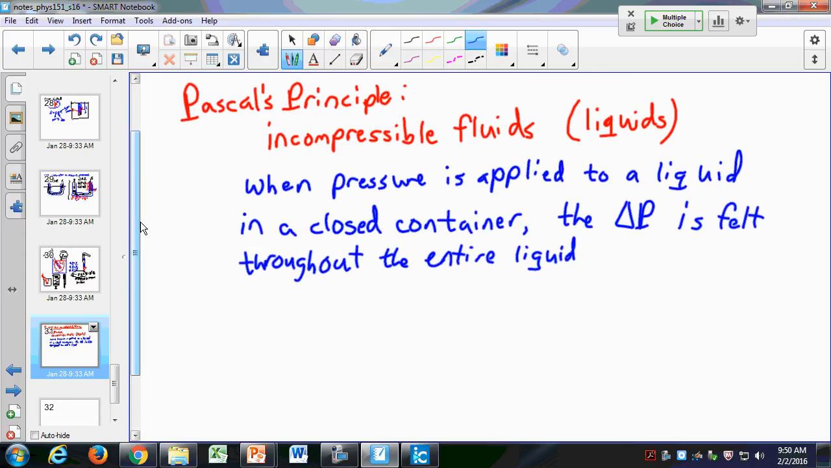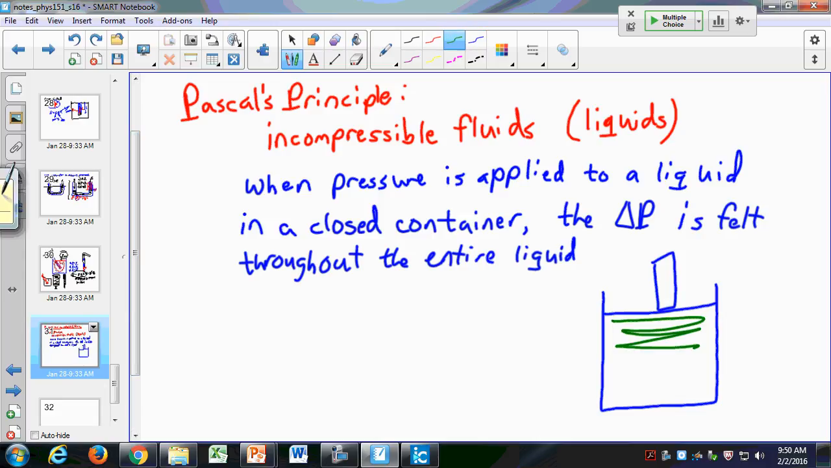So if I have say a piston, it looks like this. It's closed. I can apply a force to it. This is just a piston. It's filled with a liquid. If I apply a pressure, if I apply a force per unit area, up here on this piston, then that change in pressure, that extra pressure that I give it, is felt all the way throughout. So that pressure is felt here, here, and here. It's felt all throughout the container and everywhere in the liquid.